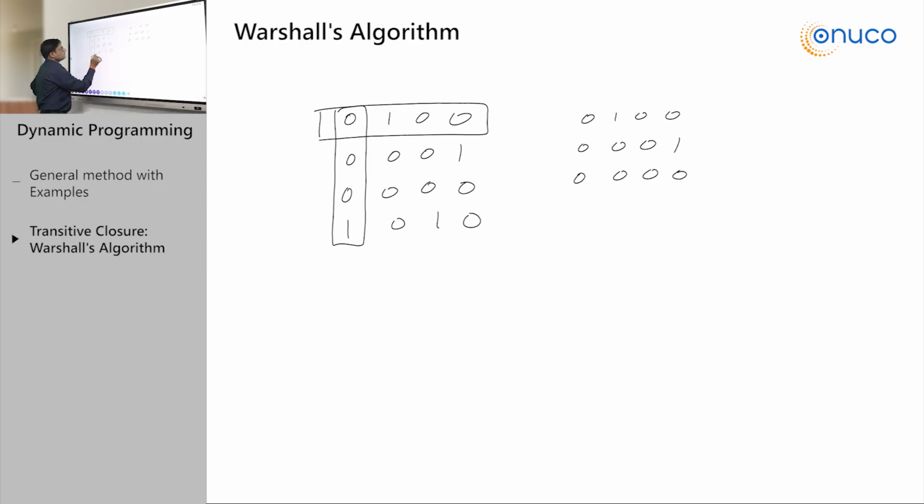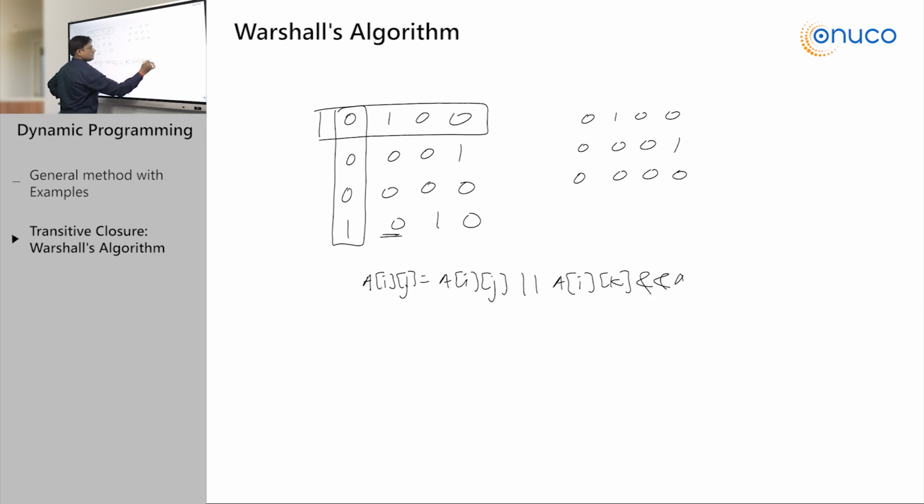Let us see for this position, then you will understand in a better way. The position of this is A of ij, which is A of ij or A of ik and A of kj. In this A of ij, the original value of A of ij, if you see that I, what is the value of I?